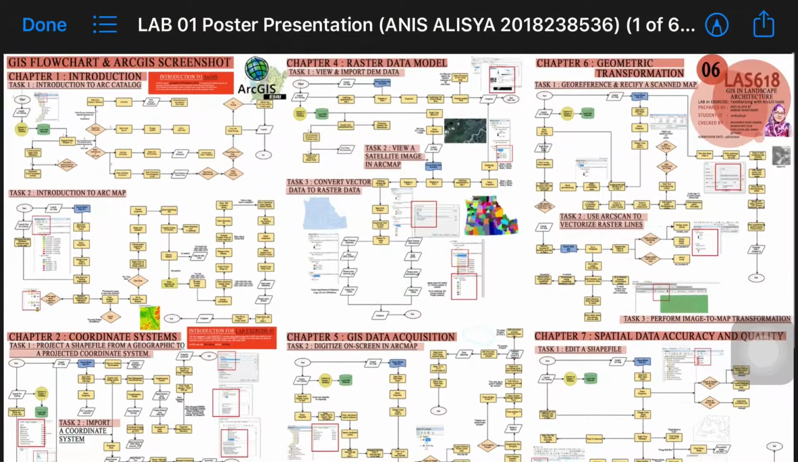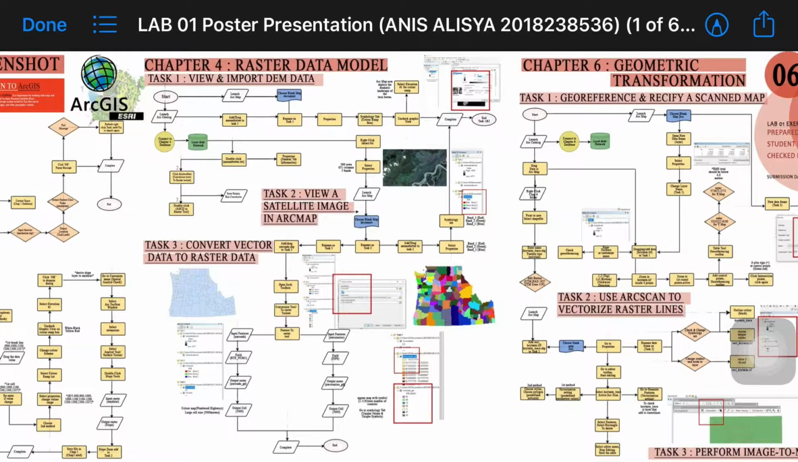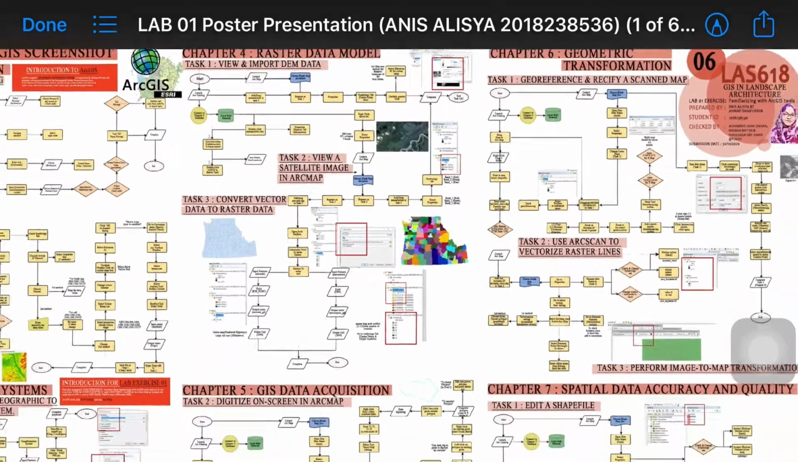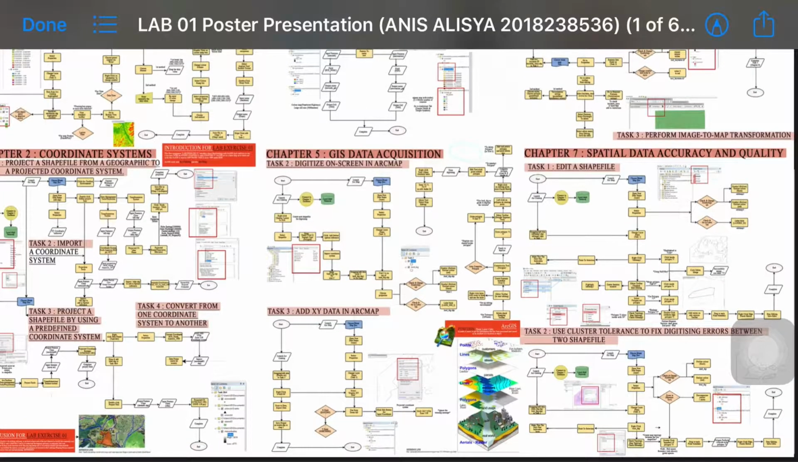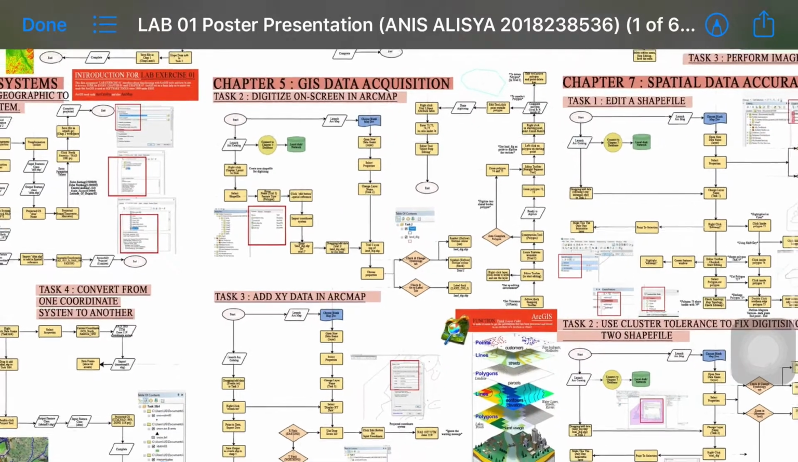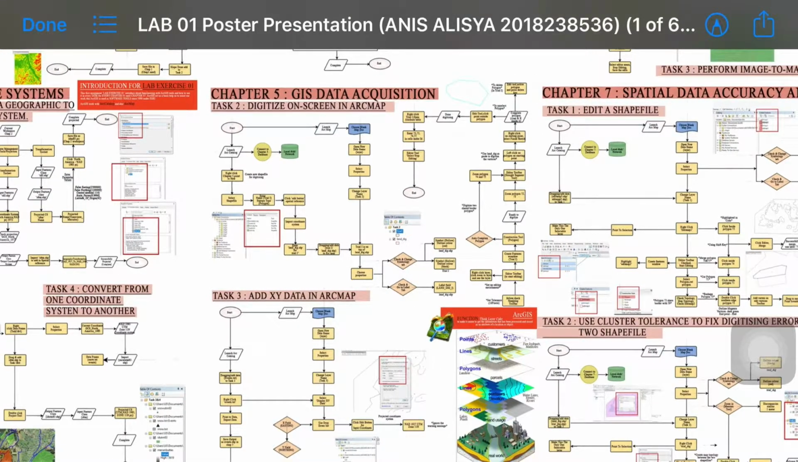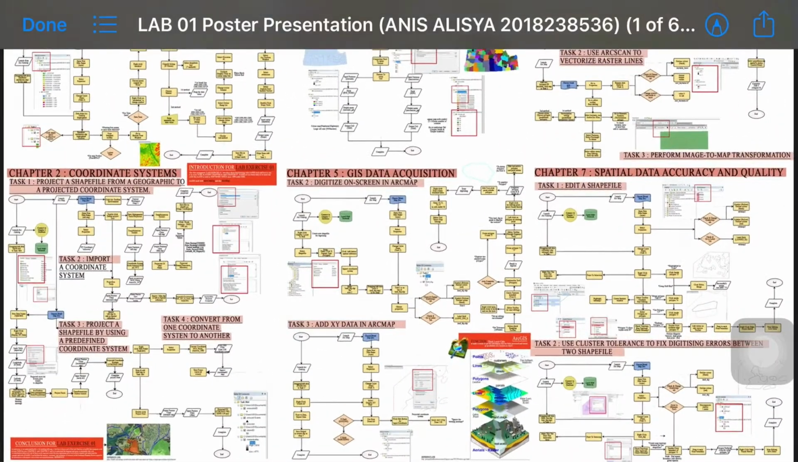Then chapter 4 explains the raster data model, which is divided into 3 tasks. And then chapter 5 explains GIS data acquisition. This chapter 5 is divided into 2 tasks, which are digitize on screen in ArcMap and add XY data in ArcMap.